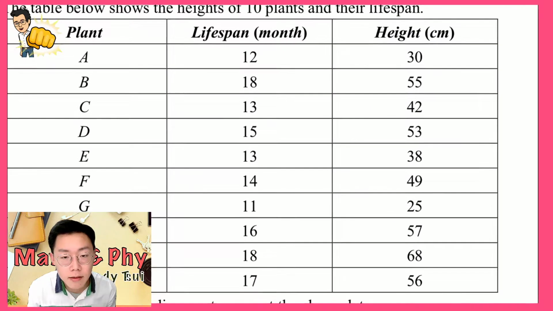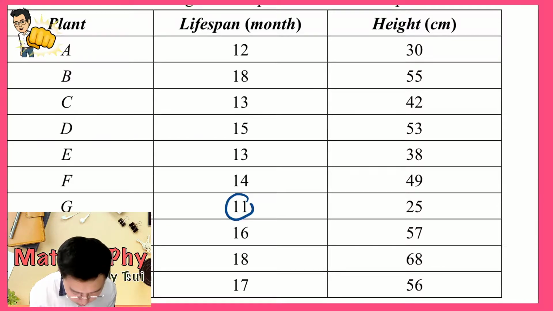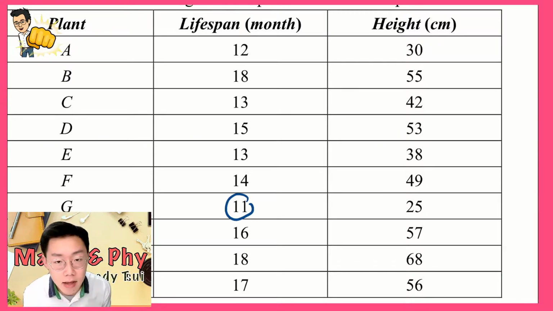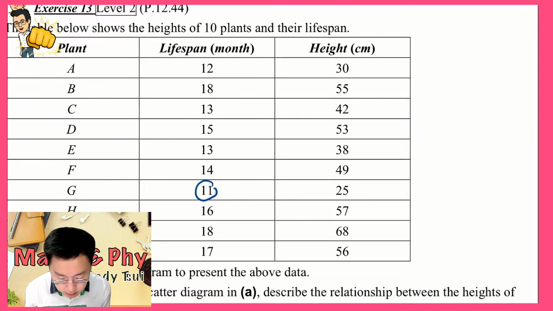Alright, and we can see the smallest lifespan should be 11. That means it starts from 11 months. And for the height, on the right-hand side, it starts from 25. That means the smallest one is the height.